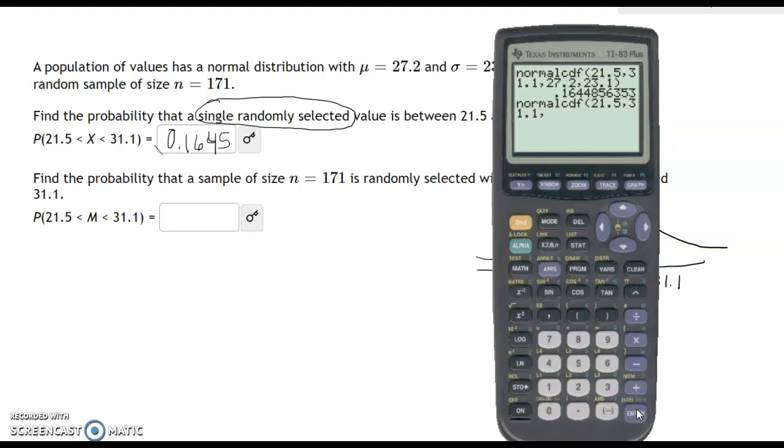My mean is the same, just like the last example, but my standard deviation this time, and I think you can put this right in as, let's see, that was 23.1 divided by the square root, in this case, of 171. And so we adjust the standard deviation, and I get 0.9857.